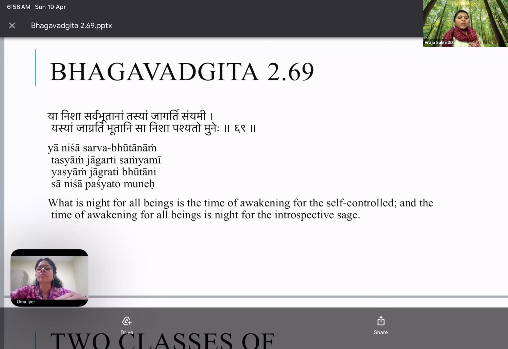And that time of awakening of all beings is a night for the introspective sage. If you see a person who is a spiritualist, they are not awake till 11 or 12 o'clock. They go to bed early, by 9 o'clock. There are very nice devotees in ISKCON. There's a devotee whose name is Radhesham Prabhu. He said that for the past 30, 40 years, since the time he's been in devotion, every day he has a practice of sleeping exactly at 9 o'clock. And the next day, no matter what, he wakes up at 3 o'clock. He has been doing this incessantly without any interruption.